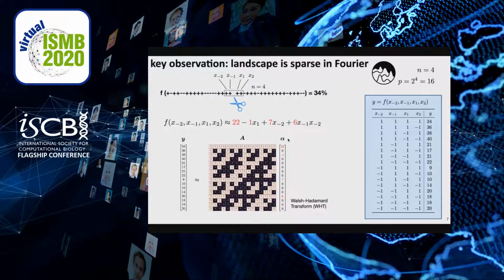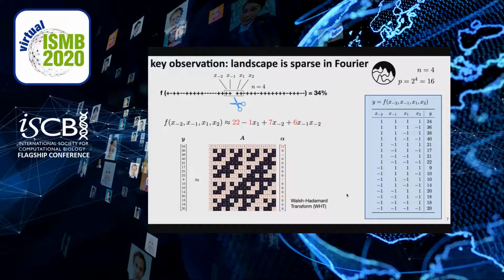So what you can see is that the values in alpha uniquely correspond to the monomials in the representation of the pseudo-Boolean function f. So our key observation in this work is that the DNA repair landscape is sparse in WHT. In other words, we can represent f with only a few monomials. In particular, out of 16 variables in alpha, most of them are 0 and only 4 are non-zero.